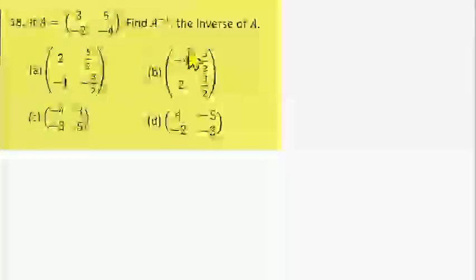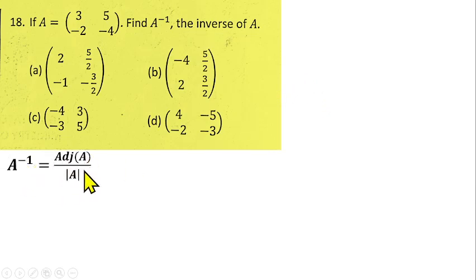Question number 18 is from matrices. You have to find the inverse of matrix A, given that matrix A is this 2 by 2 matrix. So we know that the inverse of a matrix is the adjoint of the matrix divided by the determinant of that matrix. So to find the inverse of this matrix A, that will be adjoint of matrix A over determinant of matrix A. So let's find the determinant of matrix A first.